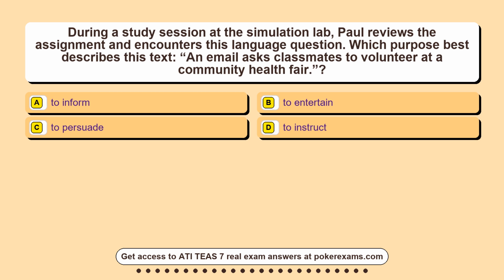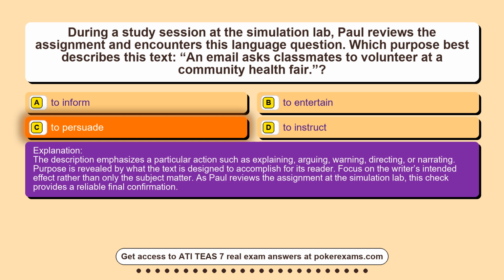Question 14. During a study session at the simulation lab, Paul reviews the assignment and encounters this language question. Which purpose best describes this text? An email asks classmates to volunteer at a community health fair. Option A, to inform. Option B, to entertain. Option C, to persuade. Option D, to instruct. The correct answer is option C, to persuade.